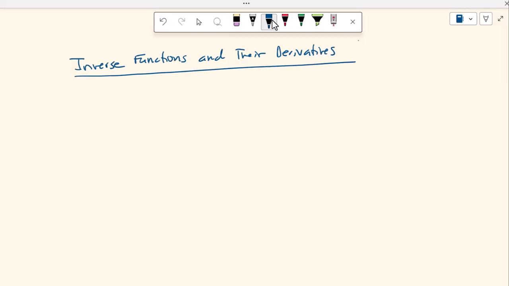Inverse functions and their derivatives. Well, first we're going to start with inverse functions, which will be quite a bit of college algebra review actually, and then we'll get into the derivatives part. Now whenever we work with derivatives, we know that we're talking about slopes of tangent lines, and so that will be kind of where we end up.